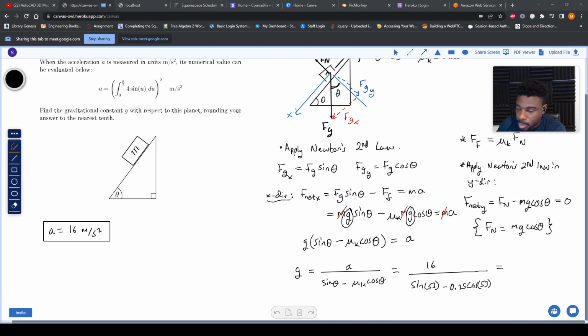Okay, so what's the answer that you got? 24.7. Okay, same here. And it said to round your answer to the nearest tenth, so we're going to have 24.7 meters per second squared.